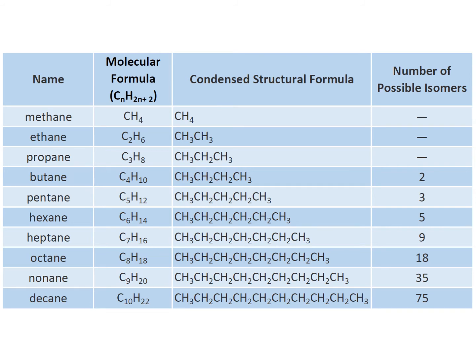And here is an example. First we'll talk about name, then molecule formula, which is CnH2n+2, then condensed structural formula, then number of possible isomers. First, we're going to be talking about methane, which is CH4. It's called methane because the first part is called meth, because it only has one carbon, and ane because it's a single bond, and so on.